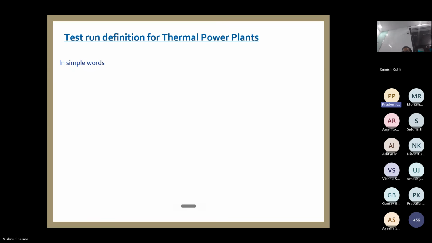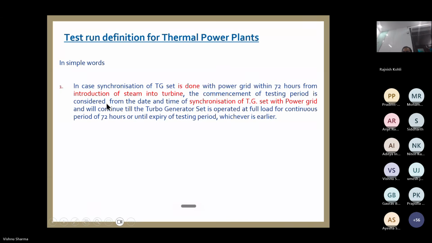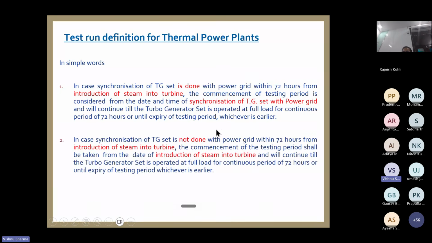Got it, sir. Clear. So whatever I have explained, the 72 hours clause, that is the original wording, and this is simplified wording. Simplified वही चीज है, the same thing which I have explained. Okay, you can go through, and the same thing I have reproduced in simple language just for understanding.